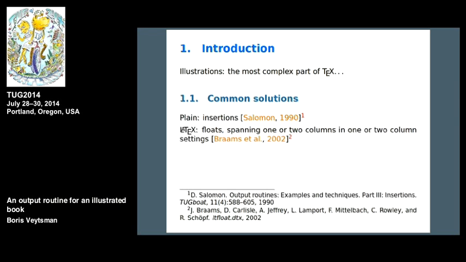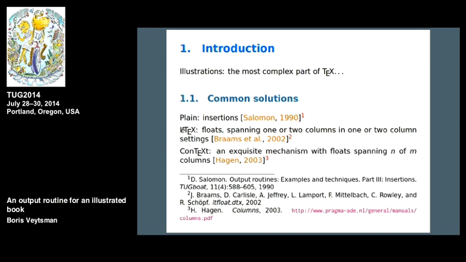In LaTeX, well, you have floats, and floats in LaTeX can span one column or two columns, and they move here and there. And this is all in the ltfloat.dtx file. Again, it's the most hairy part of LaTeX 2e, and I don't even want to think what they're going to do in LaTeX 3 with floats.